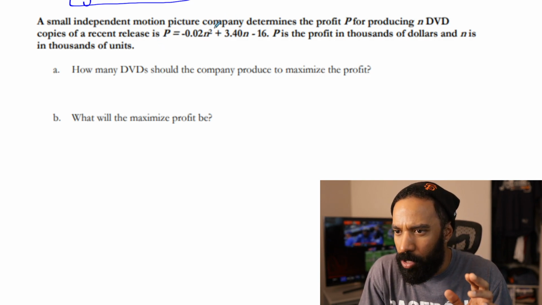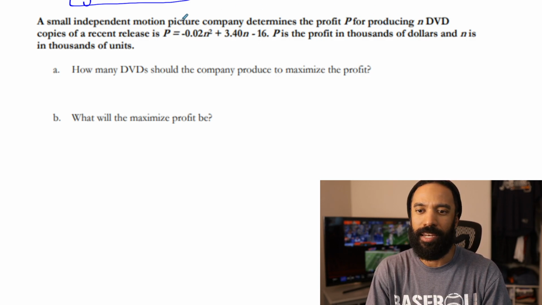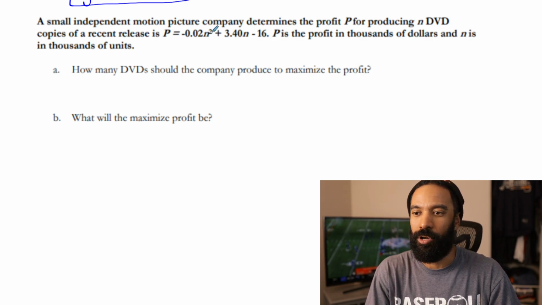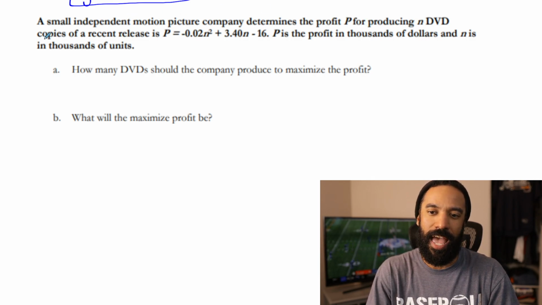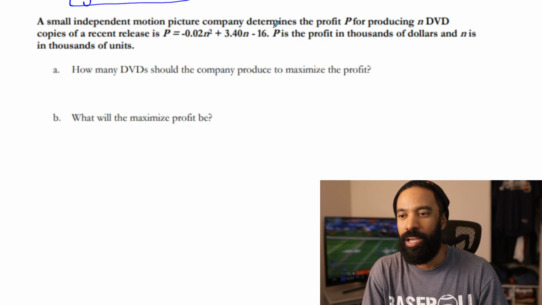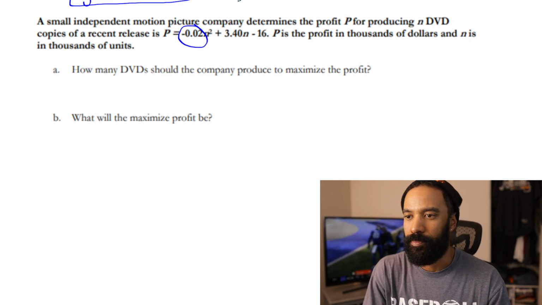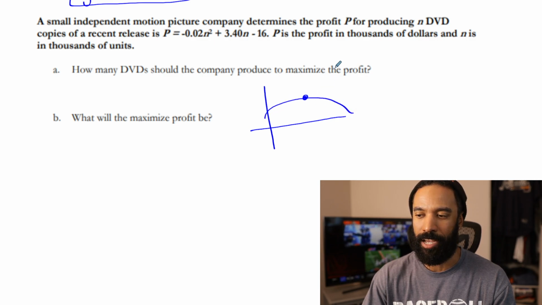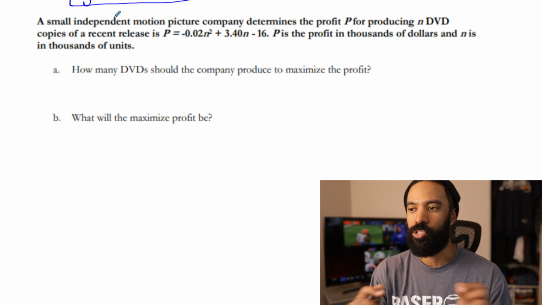Last question. Is that an N? Yes. A small independent motion picture company determines the profit P for producing N DVD copies, that's old, of a recent release is P equals -0.02 N squared plus 3.40 N minus 16. P is the profit in thousands of dollars and N is in thousands of units. How many DVDs should the company produce to maximize the profit? Okay, so once again, this graph is upside down, and it's something where it's less of a stretch. It's doing something. So we're going to try and maximize that thing. DVDs is the number of units sold for doing this.